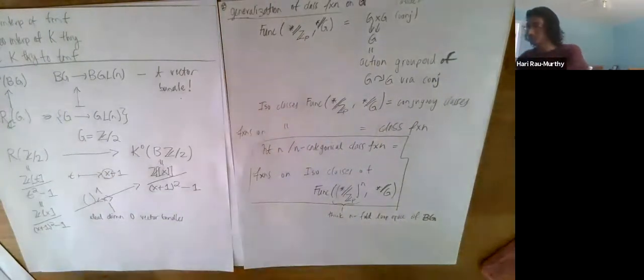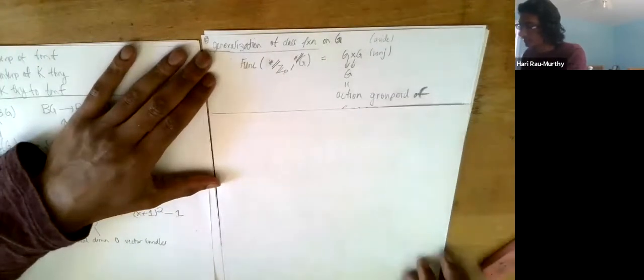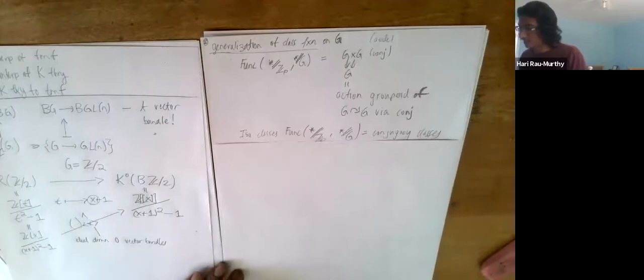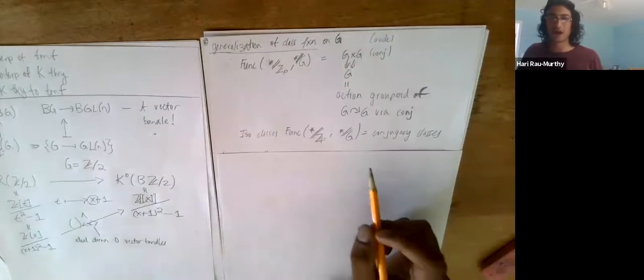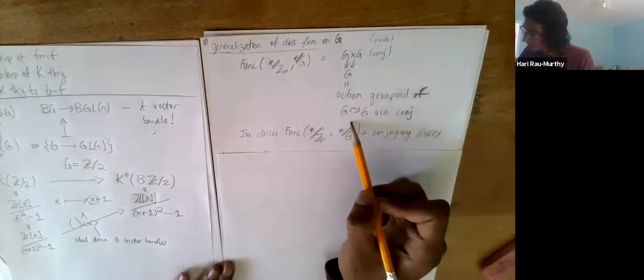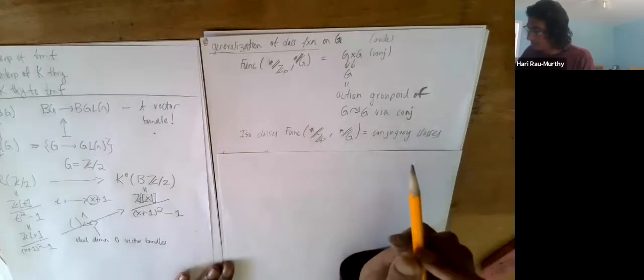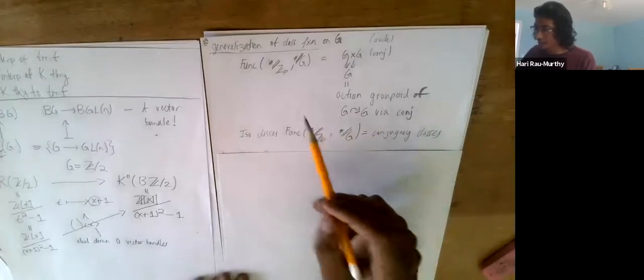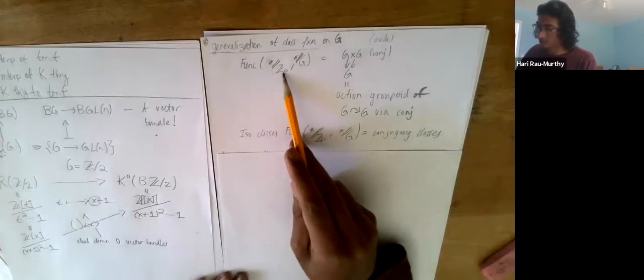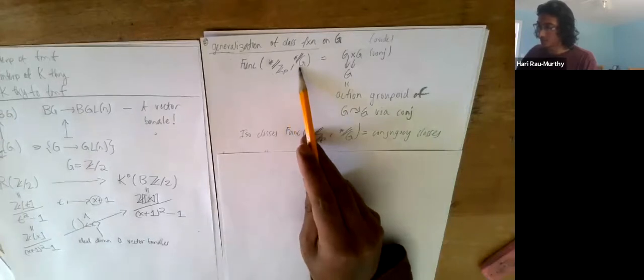I wrote it out because I didn't want to spend too much time on it, but a class function is the same thing as functions on conjugacy classes of G. And conjugacy classes of G can be thought of as conjugacy classes in the action groupoid of G acting on G. And the action groupoid of G acting on G can be thought of as a sort of loop space, functors from the one object category with p-adics automorphisms into BG.